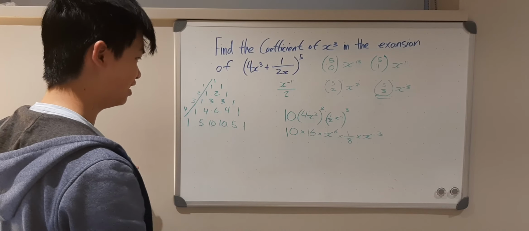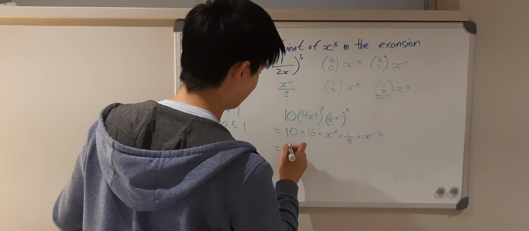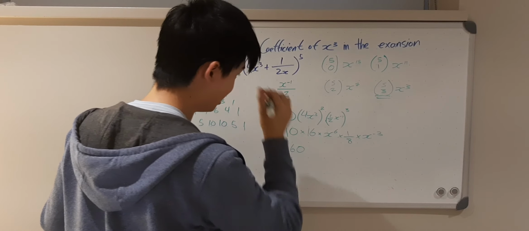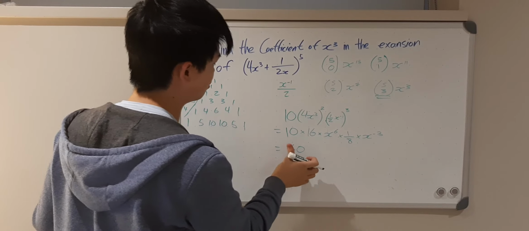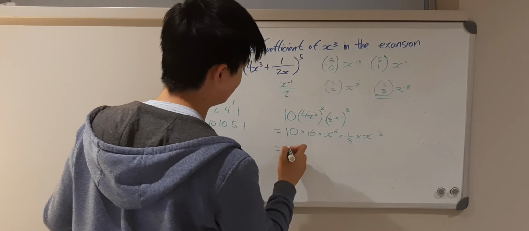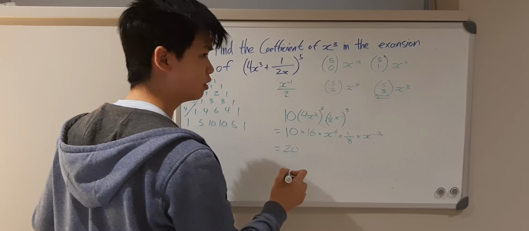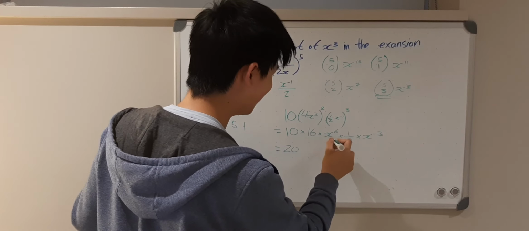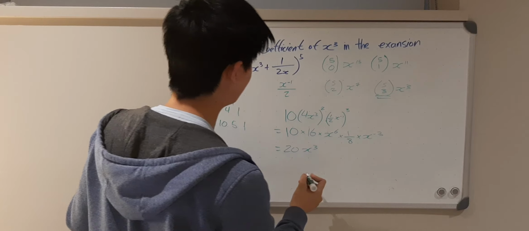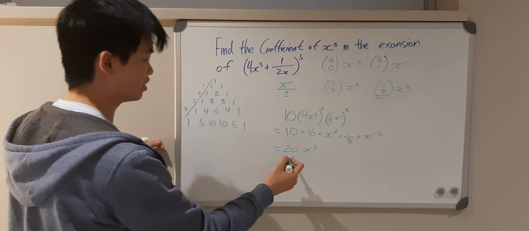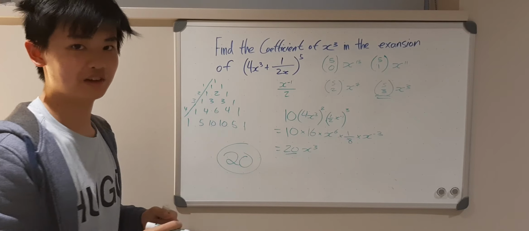Okay, now we have 160, and then an 1/8 of 160, I believe, is 20. That should be right. I hope. Well, okay. And then that's x to the 3. So the coefficient is 20. So there we go. That's our answer. Thank you.